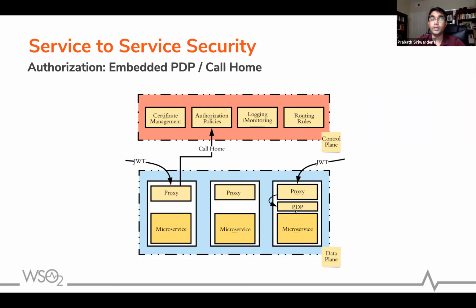Now the other one is the embedded PDP pattern. So you have the policy decision point embedded into a microservice or co-located with your microservice. All the policies are there. So whenever a request comes, the same proxy will intercept the request and generate the authorization request, but instead of going to the control plane, you will talk to your own embedded PDP and authorize the request. Then if it is permitted, you will let the request access your microservice.